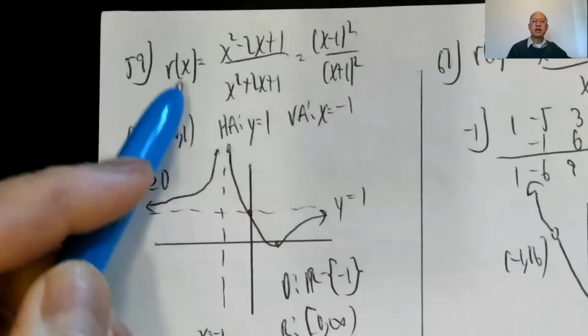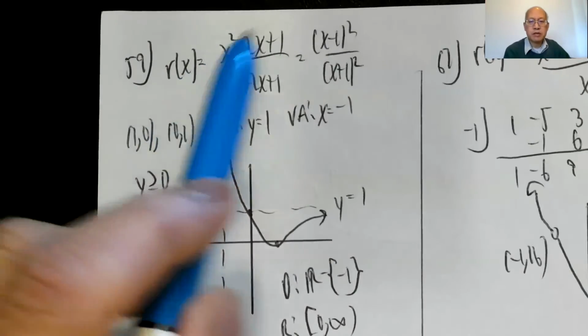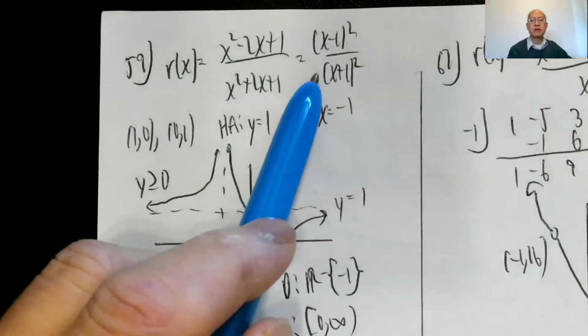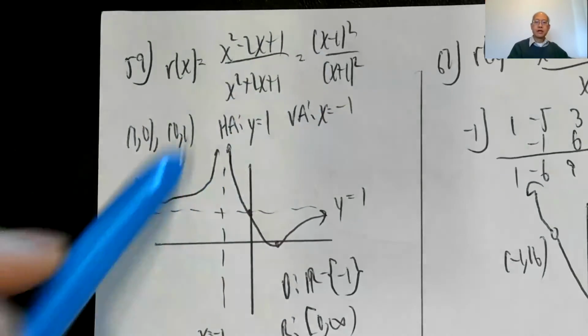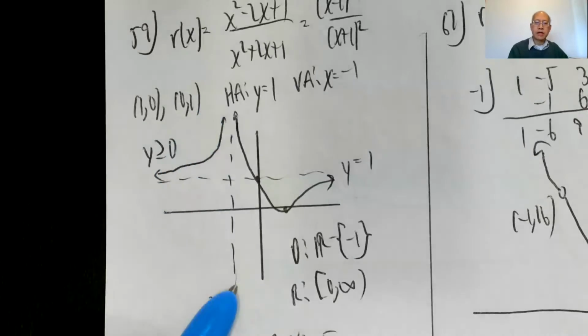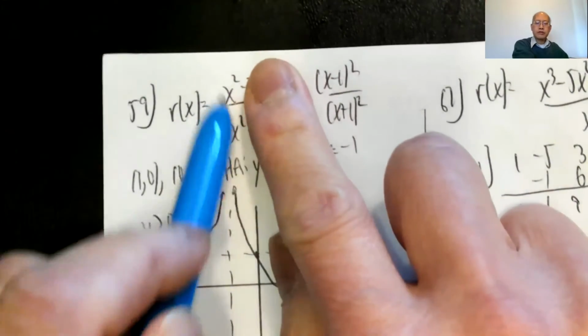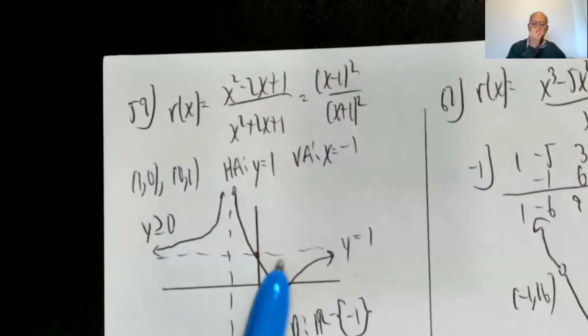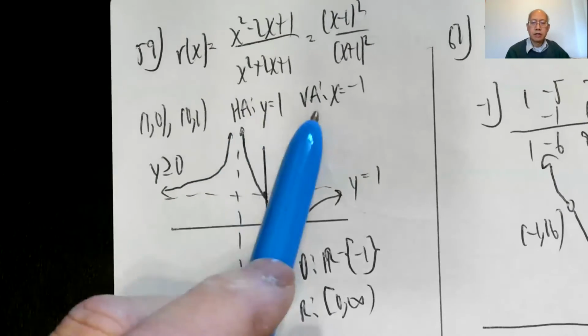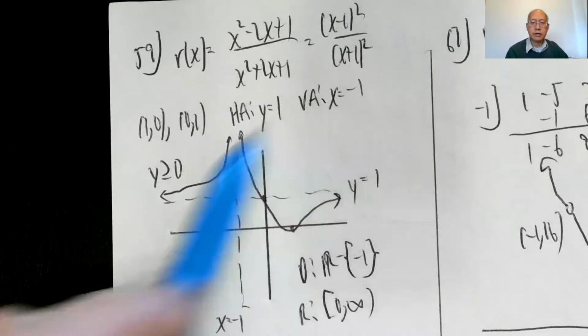Okay, 59. x squared minus 2x plus 1 factors into (x minus 1) squared. x squared plus 2x plus 1, (x plus 1) squared. This is not defined at negative 1. So vertical asymptote x equals negative 1. These are both second degree, so the ratio of the leading coefficients is 1. So y equals 1 is a horizontal asymptote, and the only vertical asymptote is x equals negative 1.